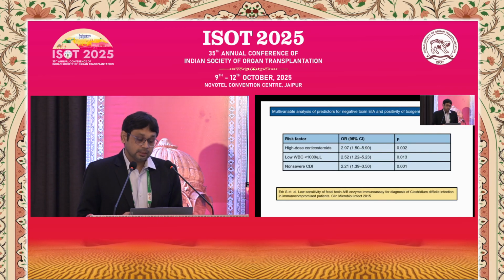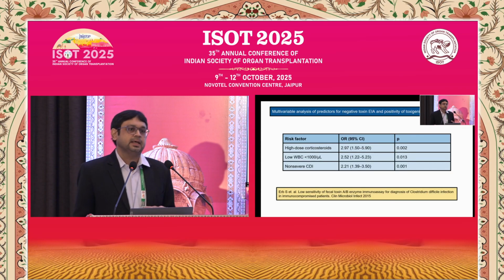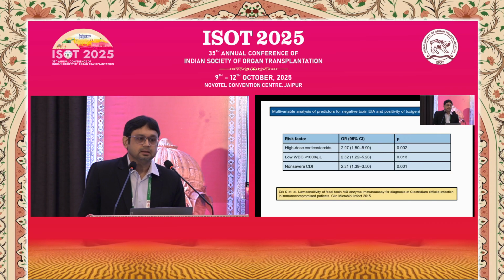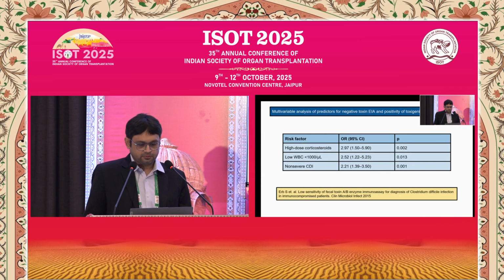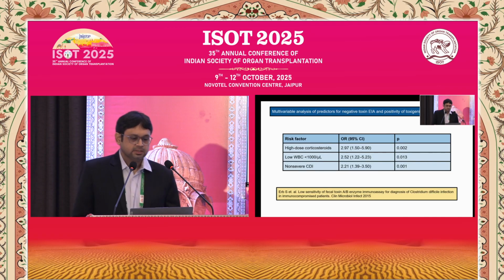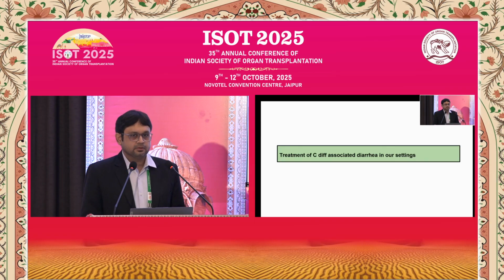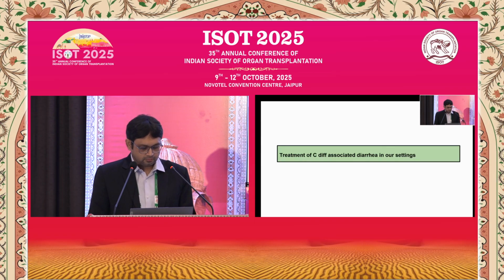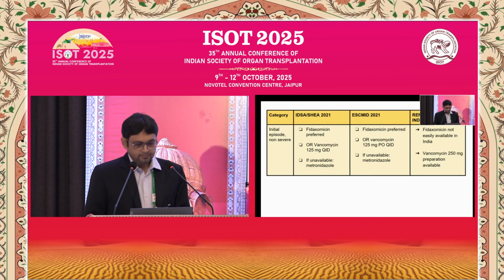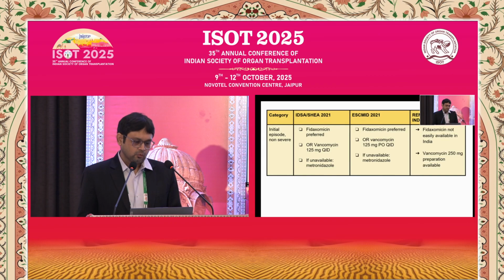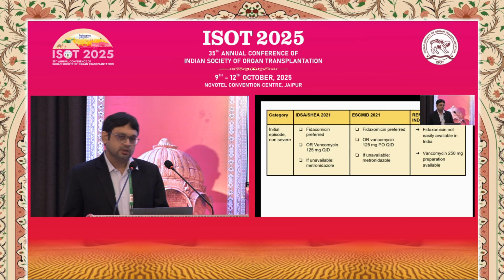Now, in solid organ transplant recipients, the sensitivity of the toxin assays might be lower than in immunocompetent patients. So here again, this study shows that patients who are on high-dose steroids, immunocompromised patients, can have lower sensitivity for the toxins. So with that, let us go to the treatment of C. diff associated diarrhea in our settings, and I will also be spending a lot of time talking about FMT in this setting. So if you look at the initial episode, there are 2 drugs which are globally recommended.